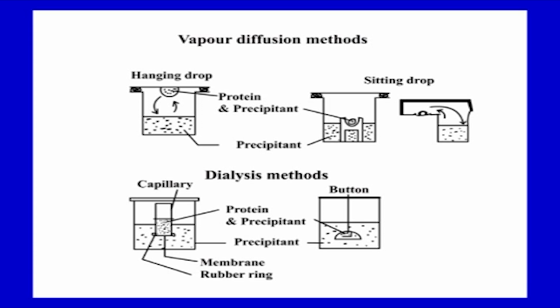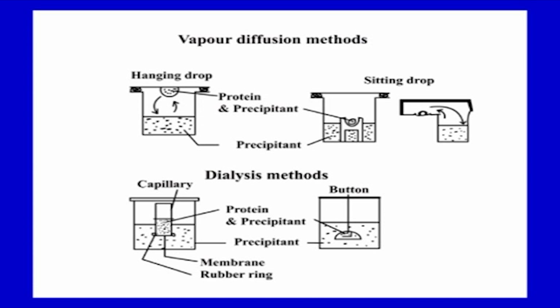This is hanging drop, which is named so because the drop is hanging. Then there is a sitting drop, where a drop is put in here, and this is the precipitant or reservoir solution, and exchange of solvent occurs in here. Again, this is brought to supersaturation by keeping it for some time, and crystals might form in here.